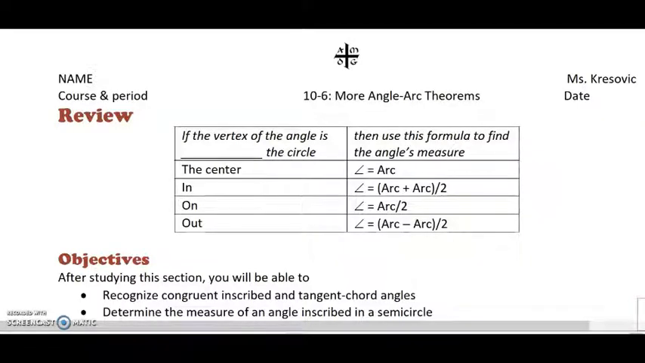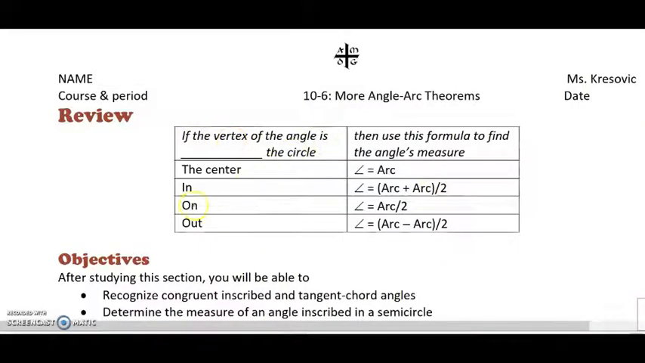To briefly review 10.5's material, if the vertex of an angle is the center of the circle, then the measure of the angle is equal to the measure of the arc that is formed. If the vertex of the angle is inside the circle but not the center, then the measure of the angle is equal to the sum of the two arcs divided by 2.